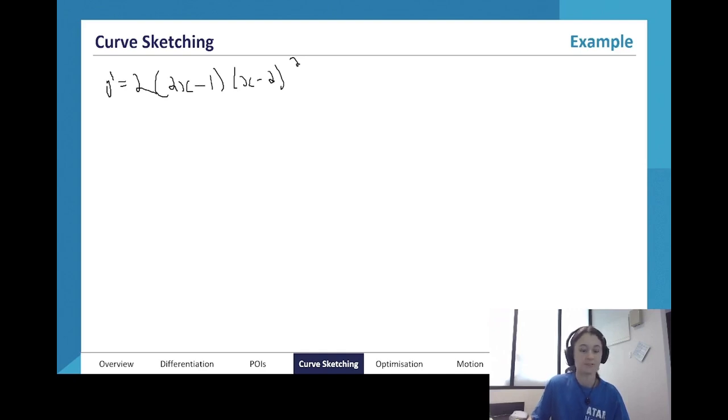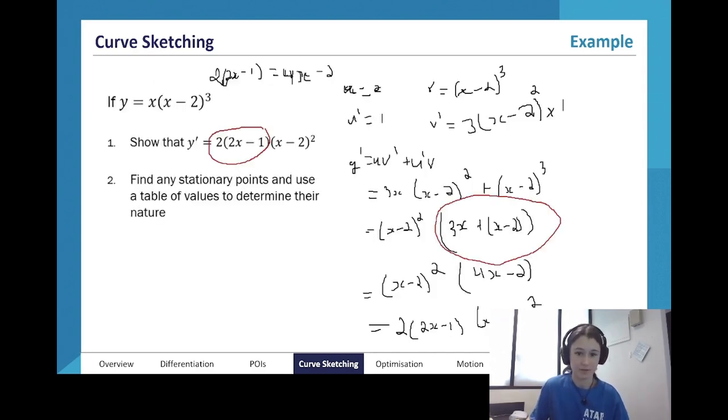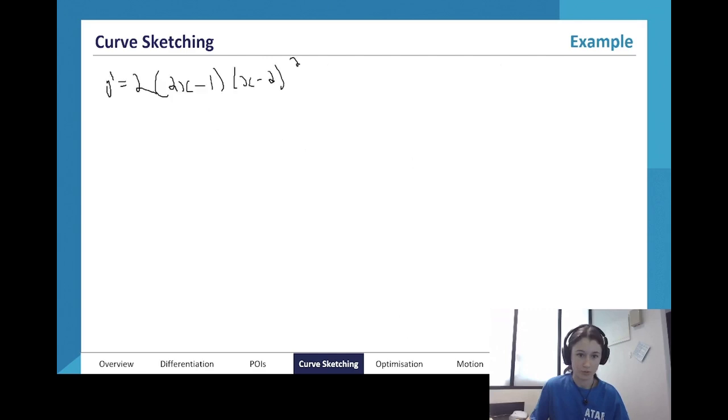So now we need to find any stationary points, and we need to find when this first derivative is equal to 0. So we're going to let 0 equal 2x take 1, x take 2 squared. Now, really quickly, just take 1 second to think about how we could solve this, how we could find when x is equal to 0.